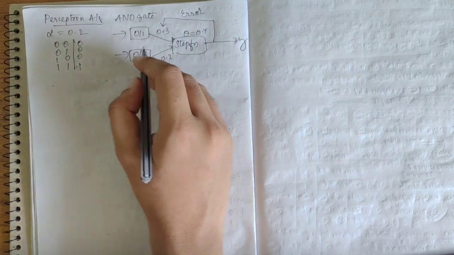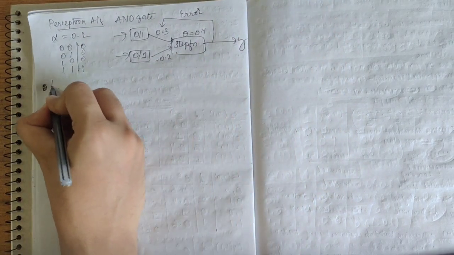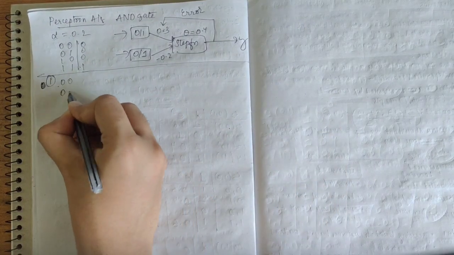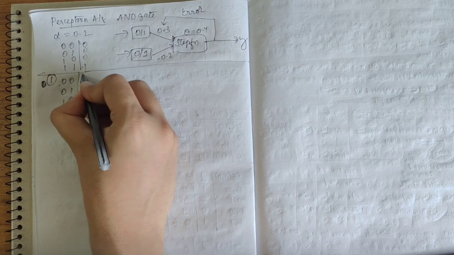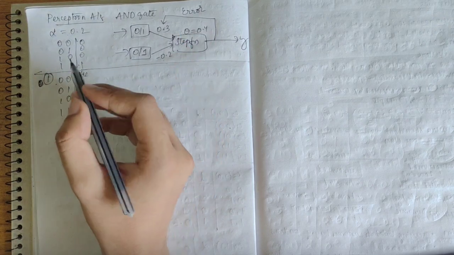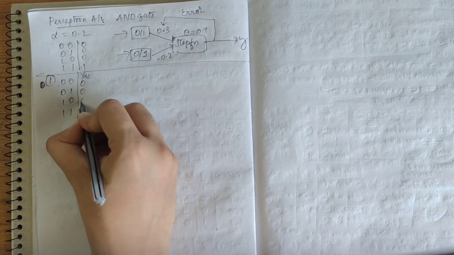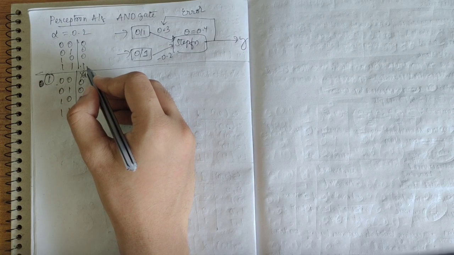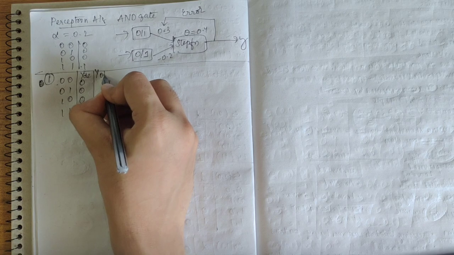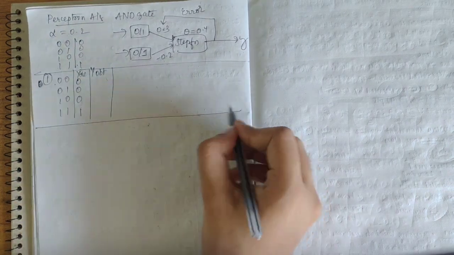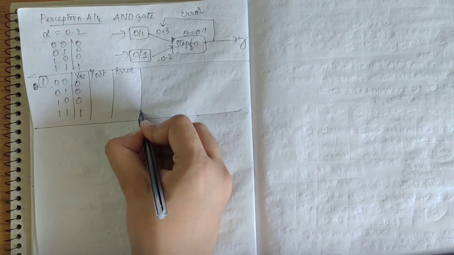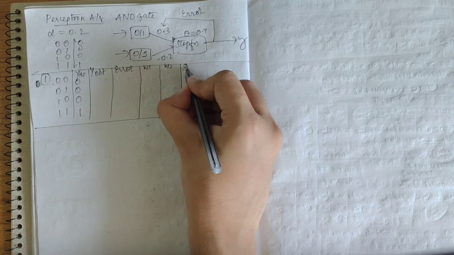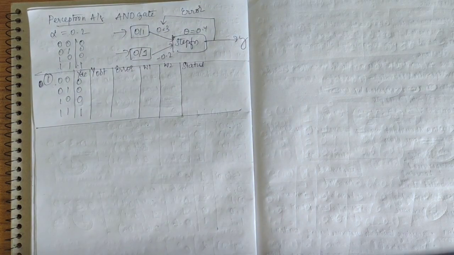So firstly, let me consider the first iteration or the first epoch. I'll start solving it. So firstly I write the values as they are, 0, 0, 0, 1, 1, 0, 1, 1, and write y expected. So I want 0, 0, 0 and 1. Then on this side I'll write y obtained, whichever I obtained by solving, and then here I'll write the error, and then here I'll write the W1 value, and here the W2 value, and the status, whether any change is required or not, would be mentioned here.